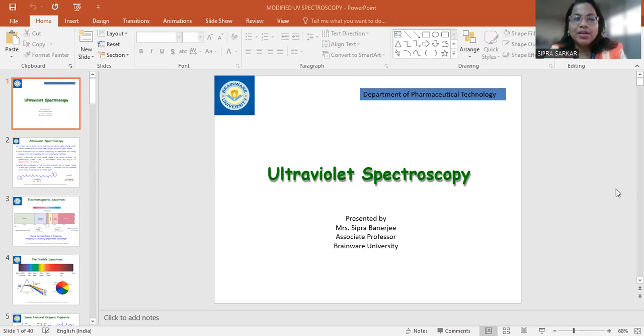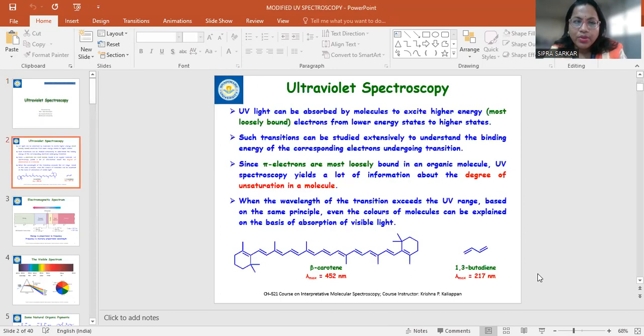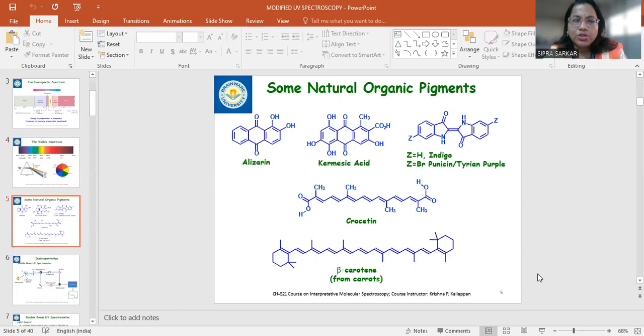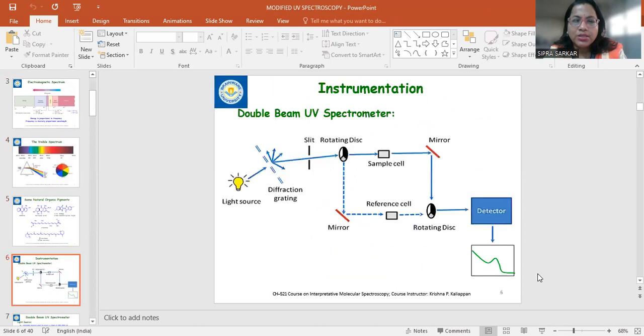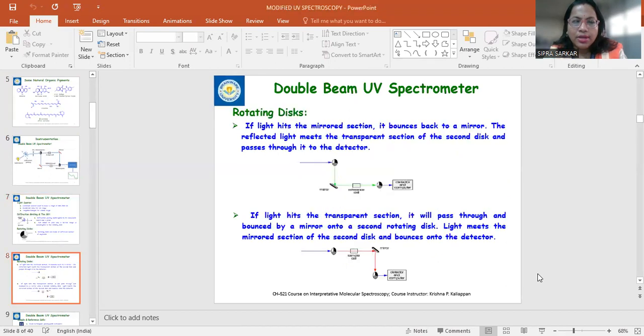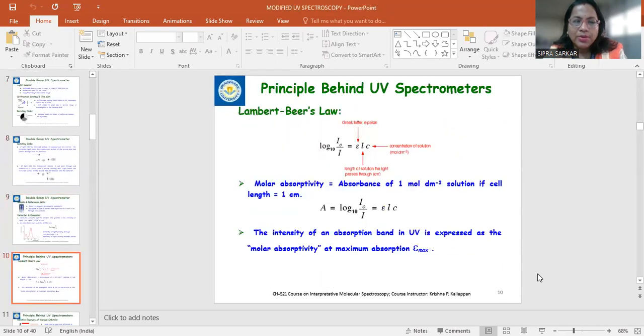So we were discussing ultraviolet spectroscopy in the previous classes, and we have discussed up to the principle and the spectroscopy. We have discussed the electromagnetic spectrum, the visible spectrum, some natural organic pigments, instrumentation, and the principle behind the UV-visible spectrophotometers, right?